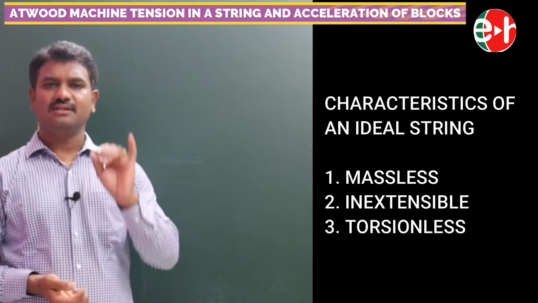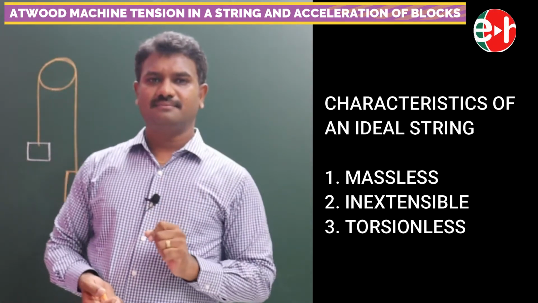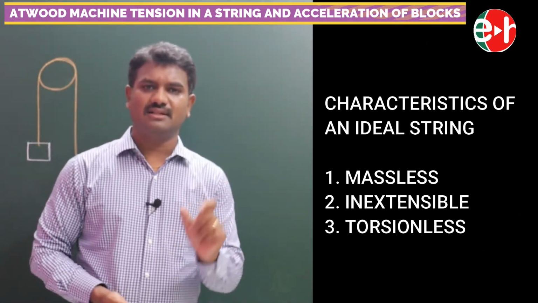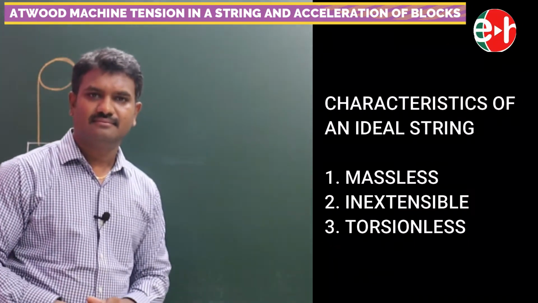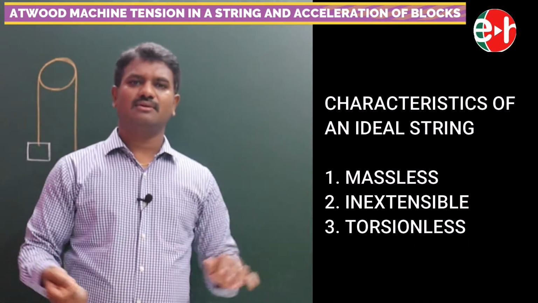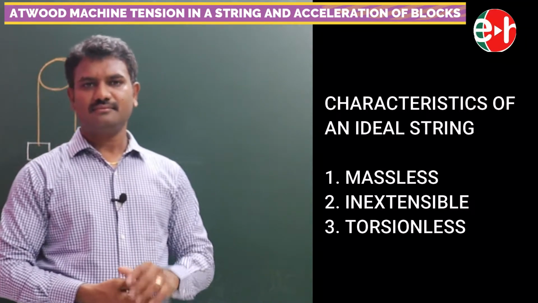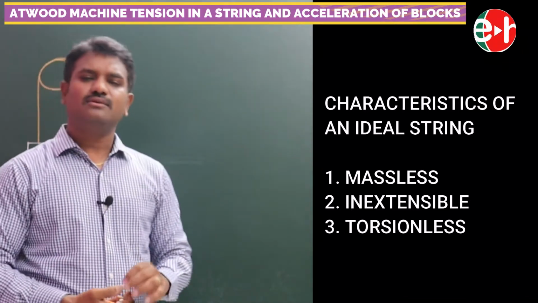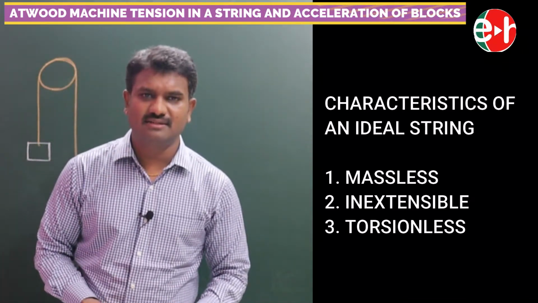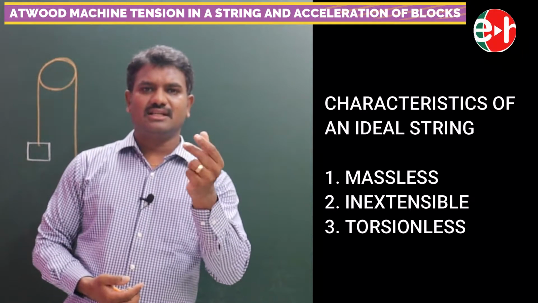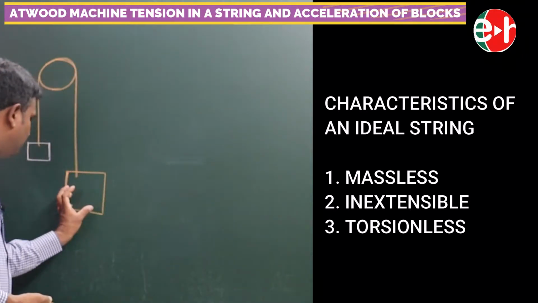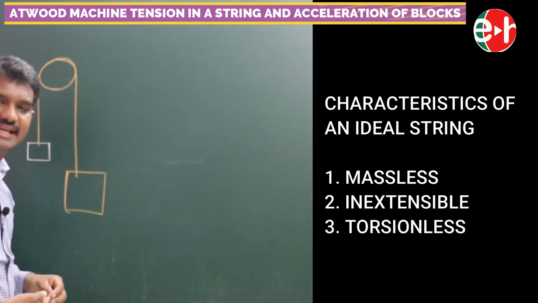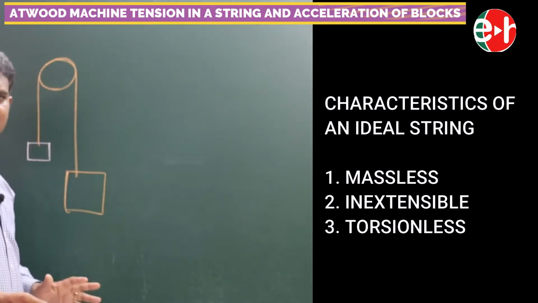That is the first condition. What is the first condition? Mass of the string is negligible. And the second one is inextensible. The length of the string remains constant, we take. So this is about an ideal string. Mass of the string is negligible and it is inextensible. And we can also use another word, torsionless, meaning there are no torsions in the string, so the blocks will not whirl because of the string. Is it clear?